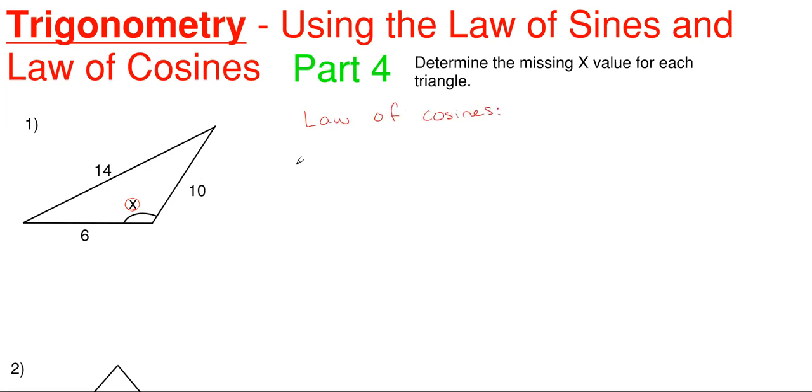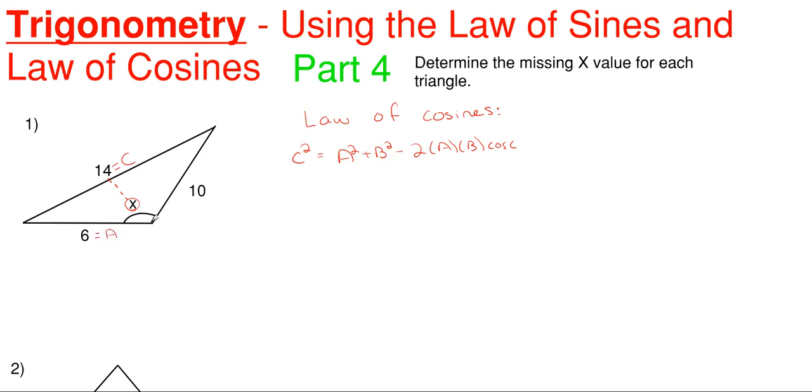So the law of cosines can be written like this, where you have c squared is equal to a squared plus b squared minus 2 times a times b cosine of the little c angle. So you have this side C, side A, side B, and this angle C. Well, side C will be the side that is opposite the angle you are looking to find. So this 14 would be my side C.